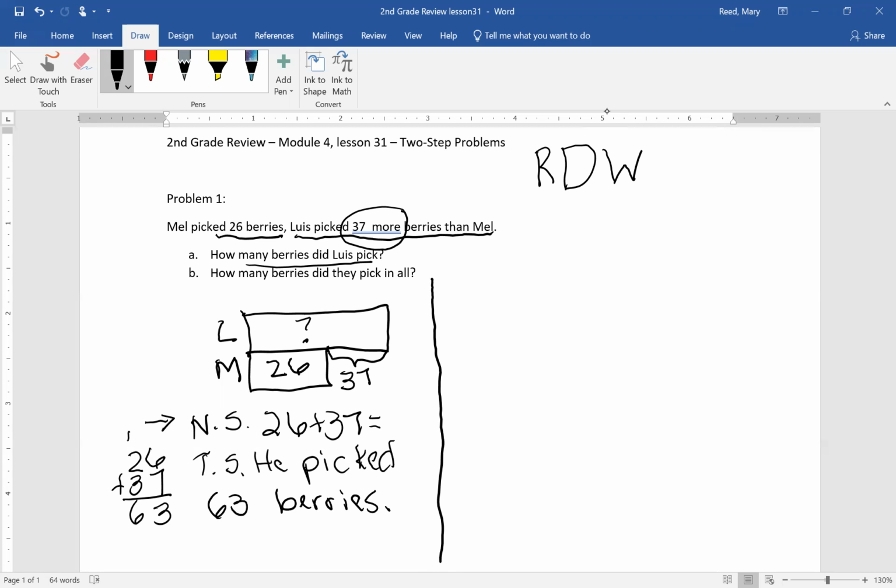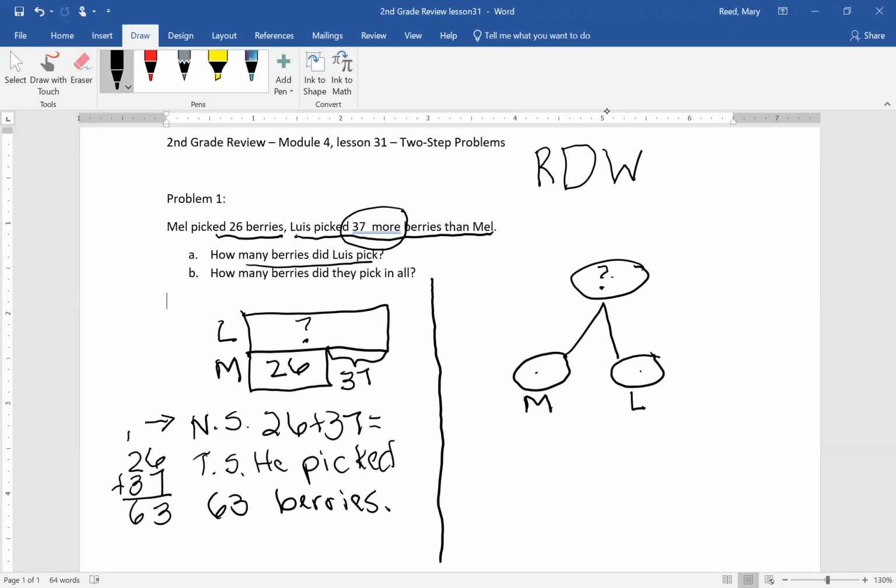How many berries did they pick in all? Now we're not comparing anymore. We are trying to find a total. We want what Lewis picked and we want what Mel picked and we want to add them together. So a good visual for that is what we call a number bond, where two parts make a whole. So it is part, part, whole. All right, and this whole is my question mark. I want to know how much they picked all together. I'm going to label my two parts, an M for Mel and an L for Lewis.